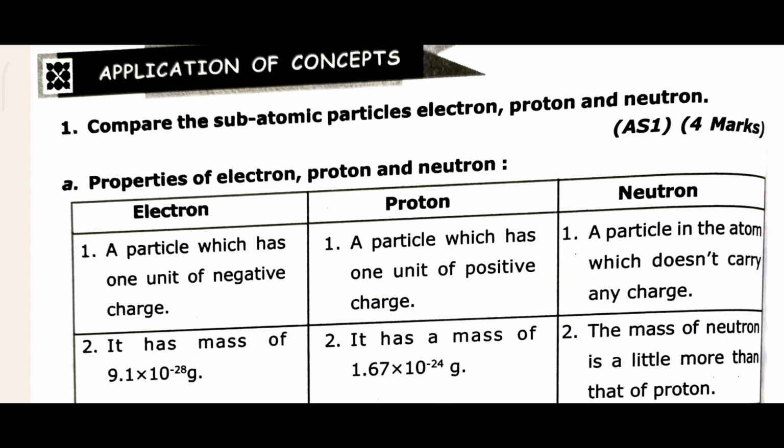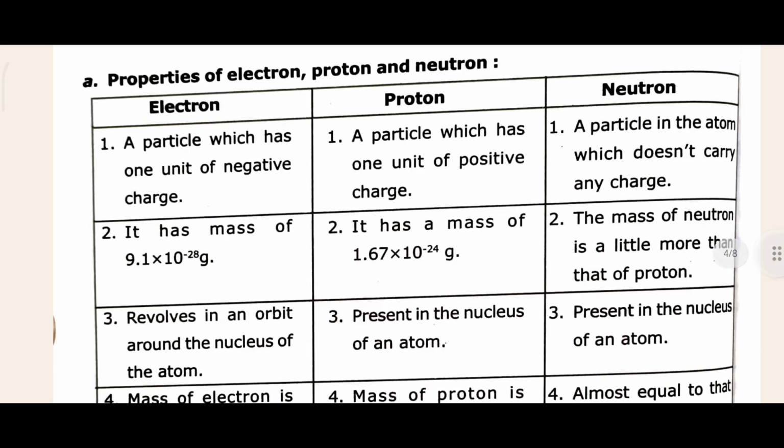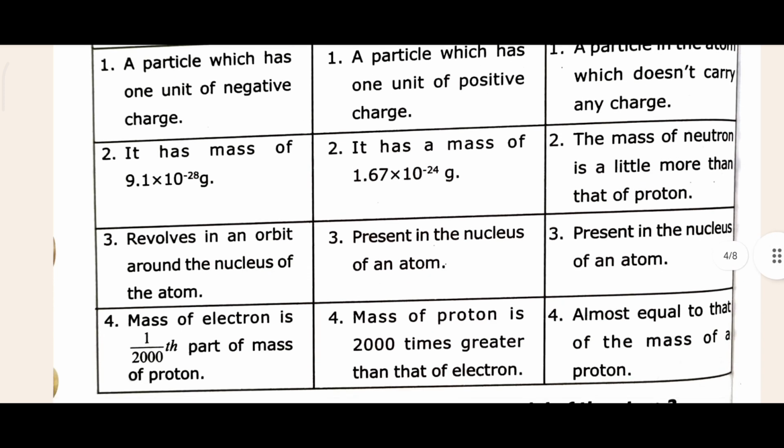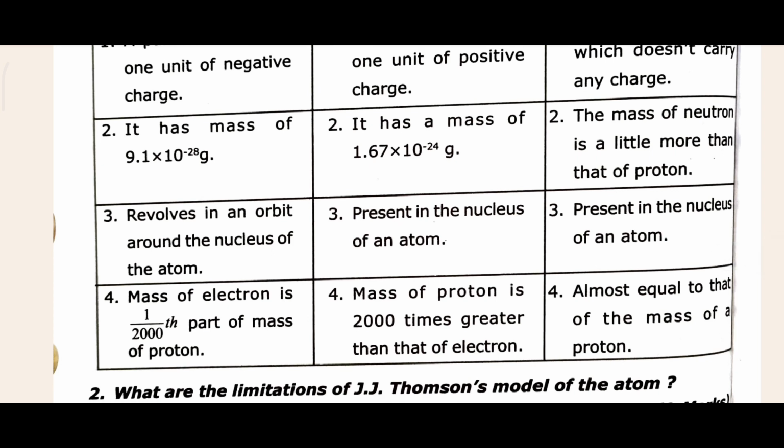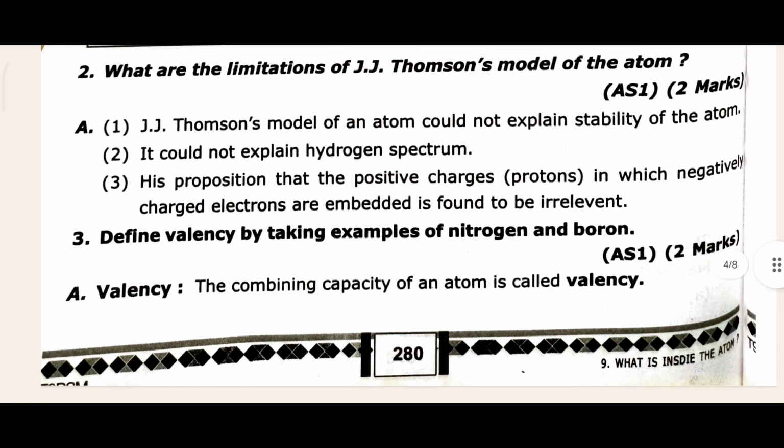Compare the subatomic particles: electron, proton, neutron. This is the property of electron, proton and neutron. Electron is given on that side, then proton and neutron. So I hope this is clear for you. You will not get any kind of doubt in that. Whenever you get a doubt, just match with your textbook. After that, here is your second question, and the third is also here.